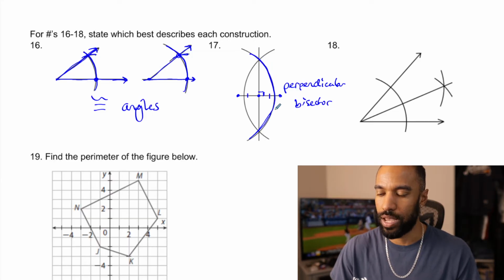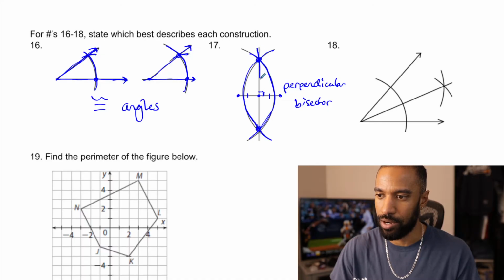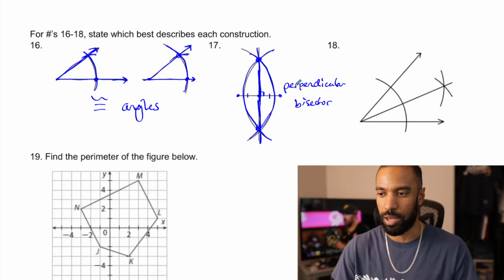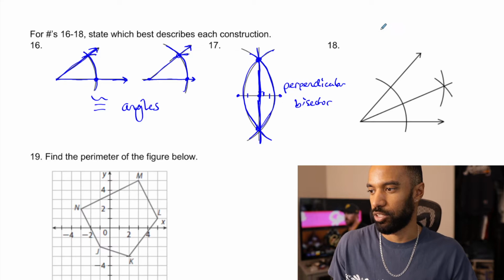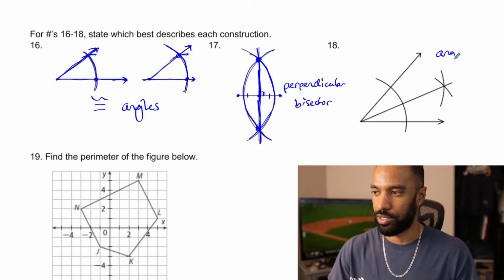Keep the same arc width or length of your compass on this side and draw another arc on the other side. Where these two arcs intersect, you use a straight edge to draw straight through there, and that line should go perpendicularly through, and it should bisect it if you didn't change the width of your compass from one to the other. It's a perpendicular bisector.